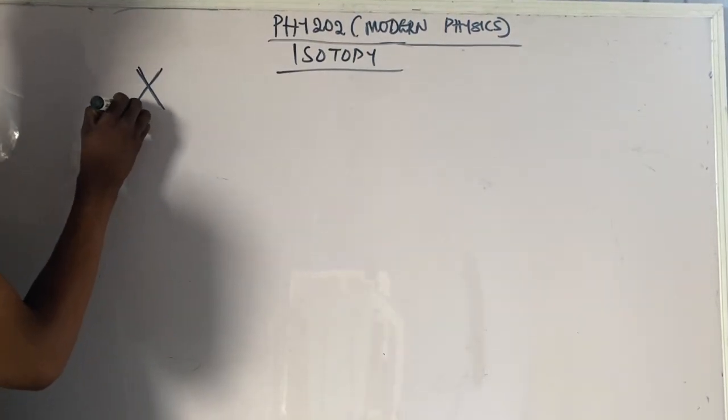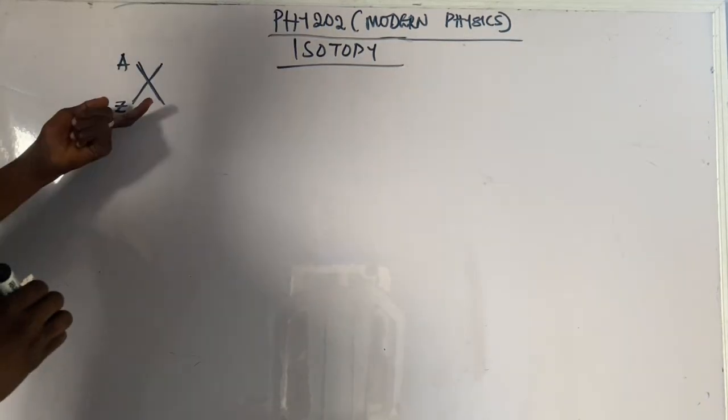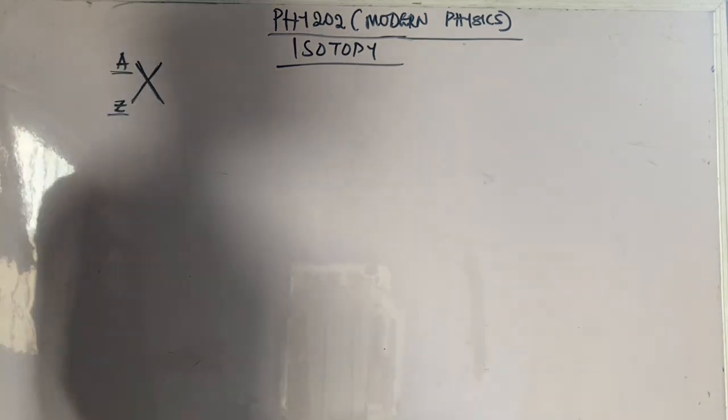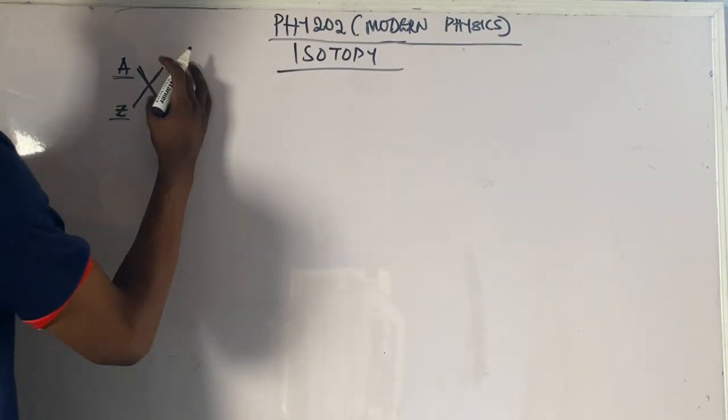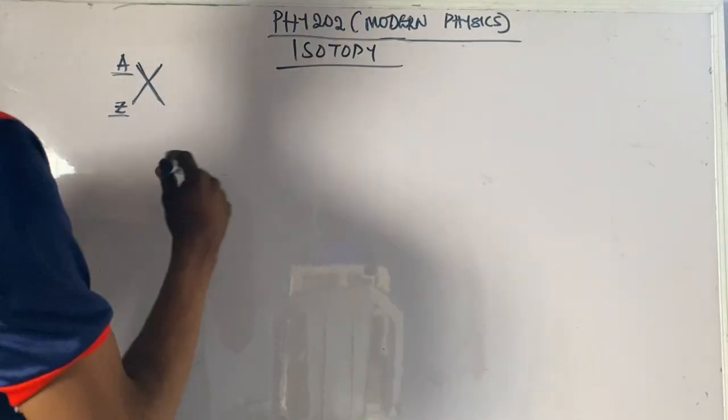So for X, the atomic number is Z, and the mass number is A. We denote the atomic number Z subscripted and the mass number A superscripted, and this is the atom X. It might represent any atom. So I'll be making some examples here.